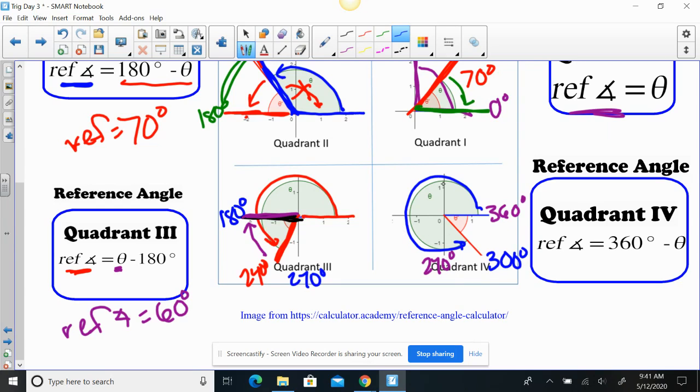You definitely don't want to go, this is the y-axis, so don't think about going there. You don't want to go to your y-axis. We want to think about our distance to the x-axis. So if 300 is here, shortest distance to the x-axis would be 60. So you're thinking 360 minus your angle. There's that theta sign again.